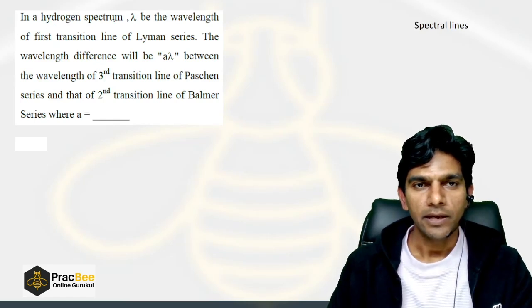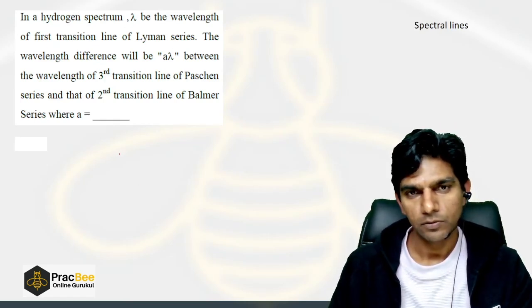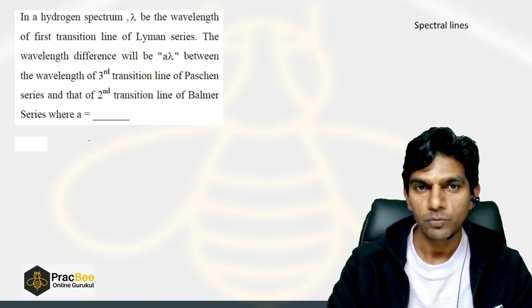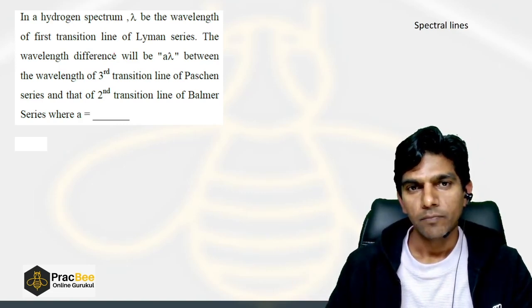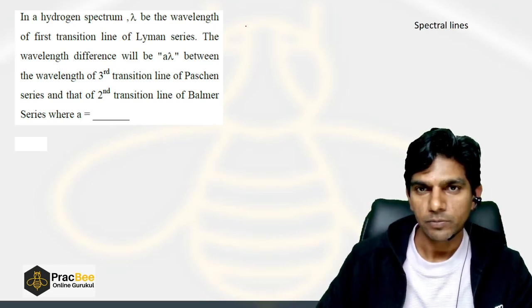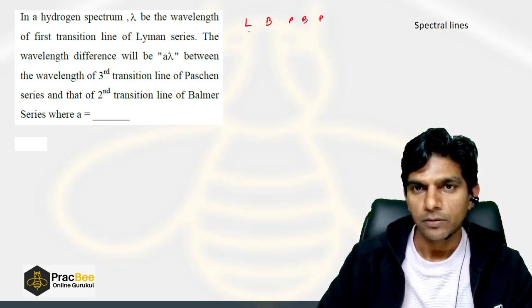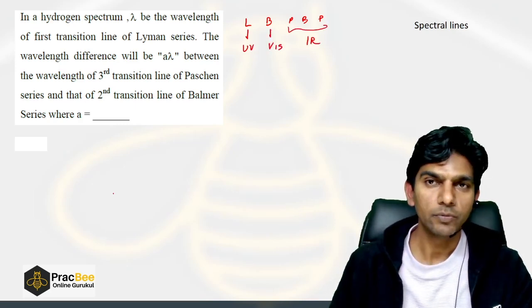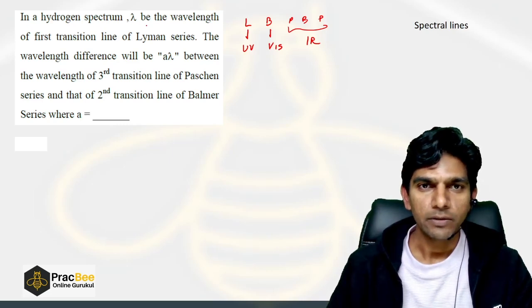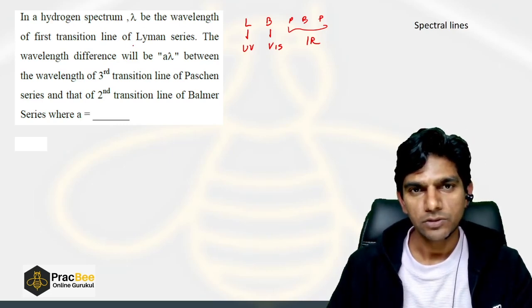In a hydrogen spectrum, lambda be the wavelength of the first transition line of the Lyman. So Lyman, right? And do remember one more thing, Lyman lies in the ultraviolet region and Balmer lies in the visible. Lyman, Balmer, Paschen, Brackett, Pfund, right? So this lies in ultraviolet, Balmer lies in visible, and these three lie in infrared. Do remember this. So in a hydrogen spectrum, lambda be the wavelength of the first transition line of Lyman.